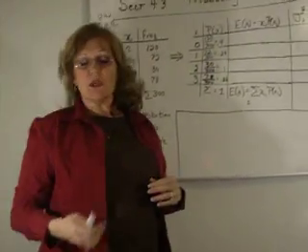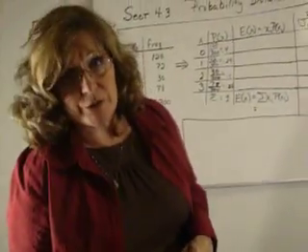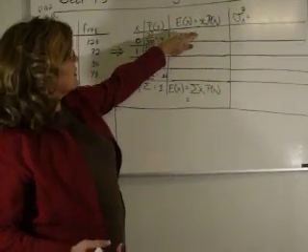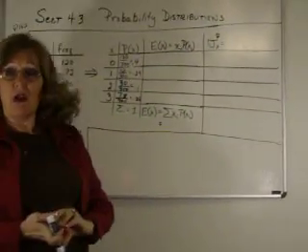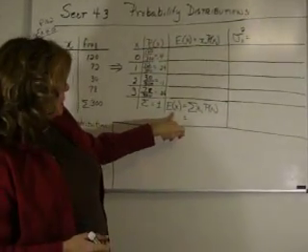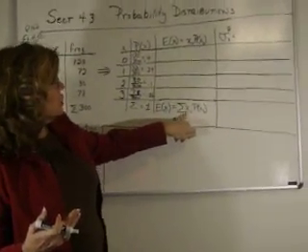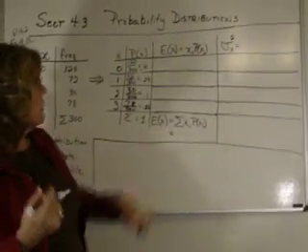Now, the next thing that we talk about in section 4.3 is a thing called expected value. An expected value is nothing more than taking the X value, multiplying by its probability, and adding that all up. And that's what this formula says. The expected value of X is equal to each one of the X's times their probability, added up.